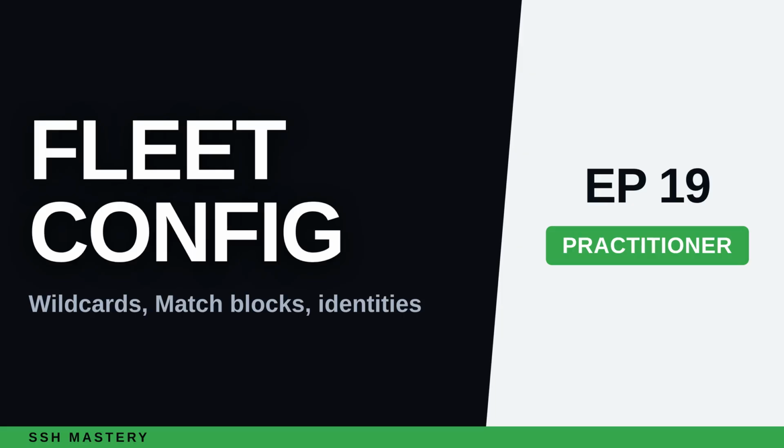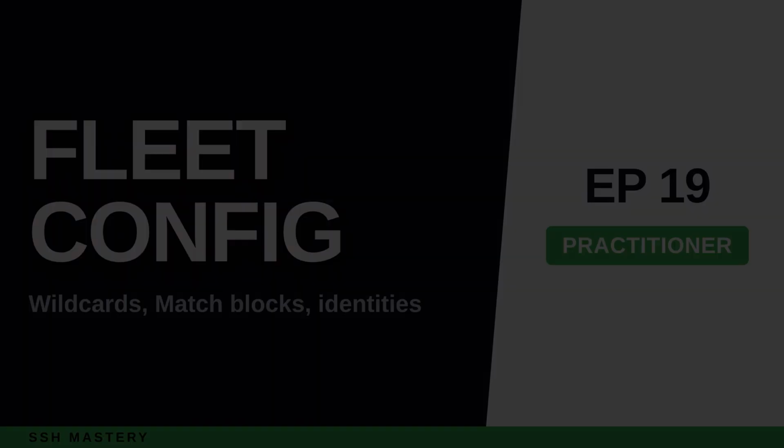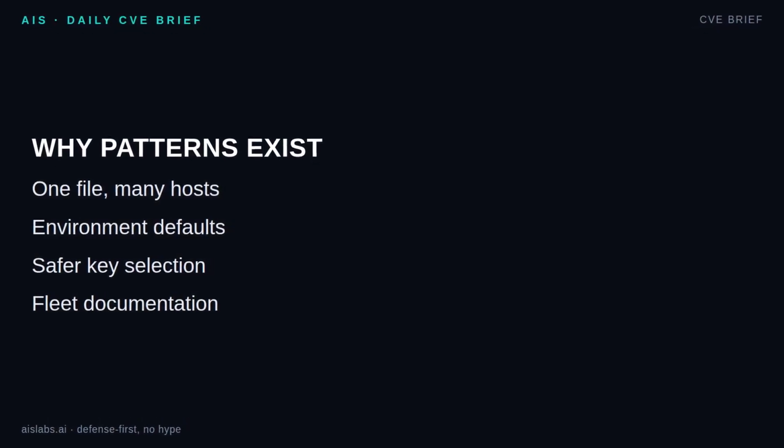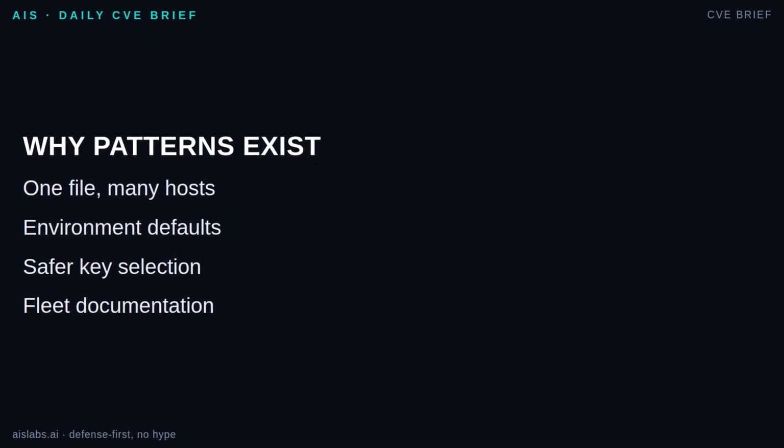Today we are turning one client config into a readable fleet map: wildcards for environments, match blocks for conditions, and ordering that does what you think it does. The SSH client config, usually ~/.ssh/config, exists so your command line stays short and your policy stays visible. Instead of remembering users, keys, ports, bastions, and timeouts per host, you describe them once.